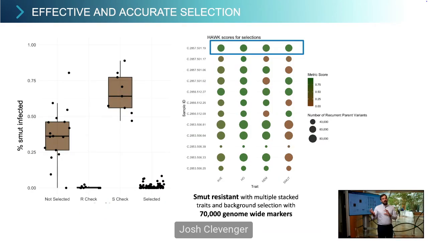Look at the background with more than 70,000 genome-wide markers, and say this line is most like the agronomically elite parent, and it has introgressed these resistance traits. A really powerful way to quickly introgress these really valuable traits that we're identifying into elite cultivars.